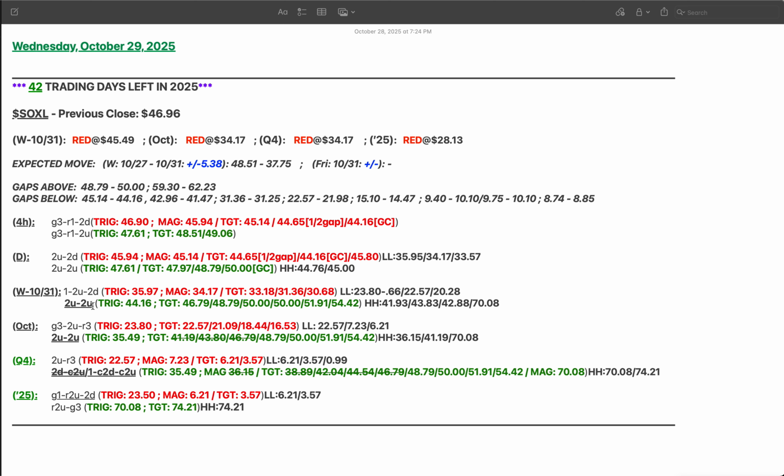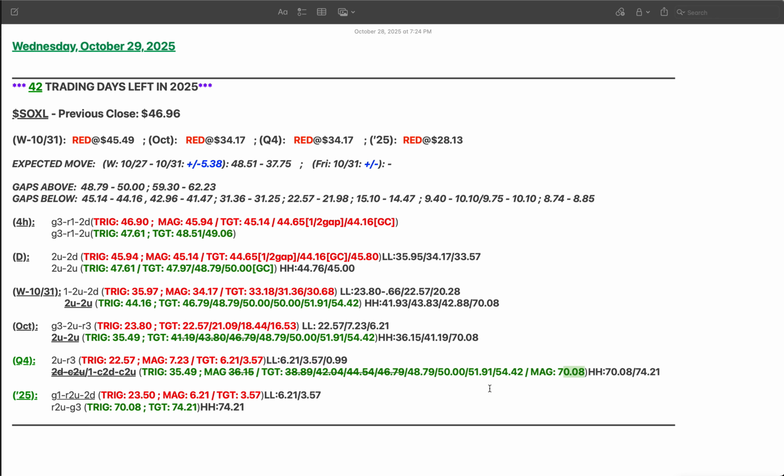But anyways, we're 2 up, 2 up on the week, 2 up, 2 up on the month. We're in the 1 combo 2 down, combo 2 up on the quarter, as long as we're above that 36.15. So again, just pushing up to these 48.79, 50, 51.91, 54.42. We already had these levels on the quarter. I guess we could have just looked there instead of going back to the chart. But then again, the ultimate magnitude for the quarter is 70.08.